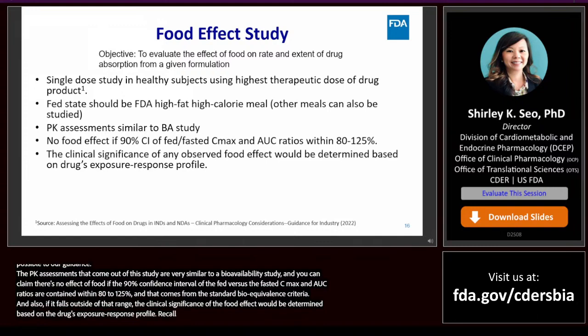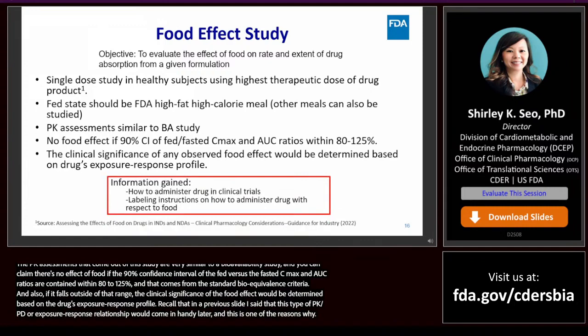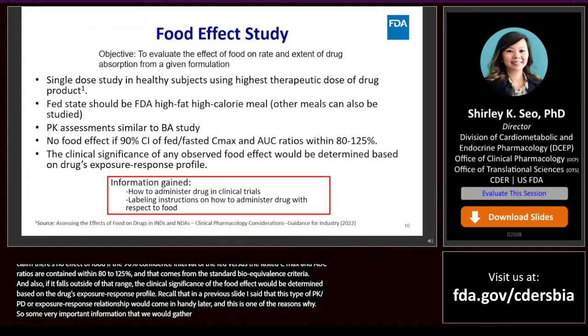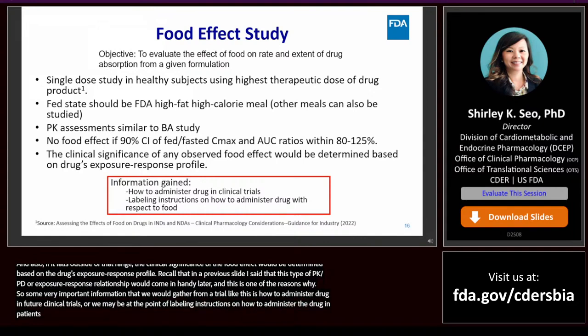Recall that in a previous slide I said that this type of PK/PD or exposure response relationship would come in handy later, and this is one of the reasons why. Some very important information that we would gather from a trial like this is how to administer the drug in future clinical trials, or we may be at the point of labeling instructions on how to administer the drug in patients with respect to food, which is also a very important concept.